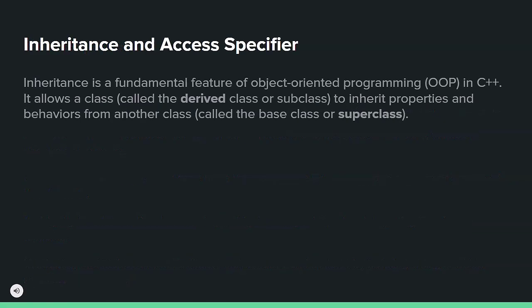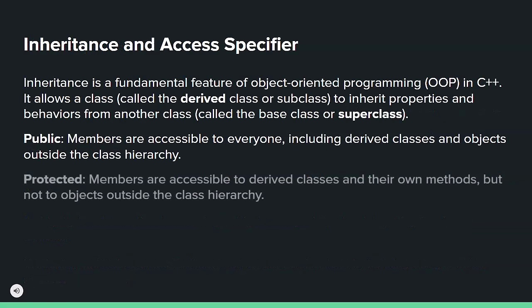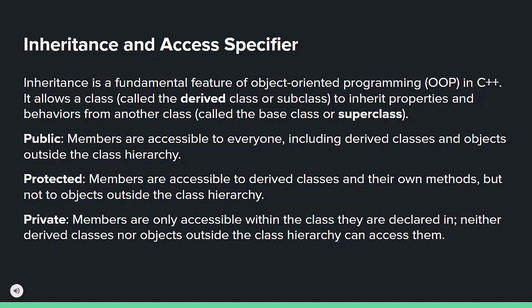Access specifiers block access in inheritance by controlling the visibility of base class members in derived classes, with public allowing access to everyone, protected restricting access to derived classes, and private restricting access entirely.